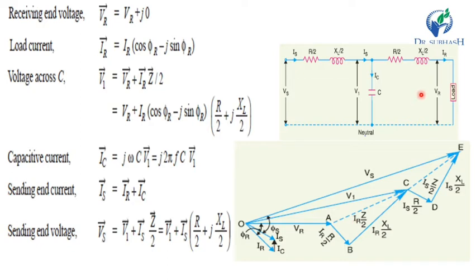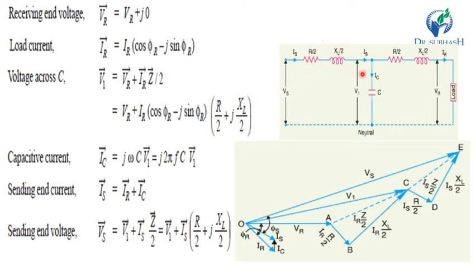Here we see that VR plus the total voltage drop is equal to V1. So VR plus the total voltage drop due to total impedance is equal to the resultant V1. So we draw the line V1 here. Now here is the V1 voltage and here is the sending end voltage.